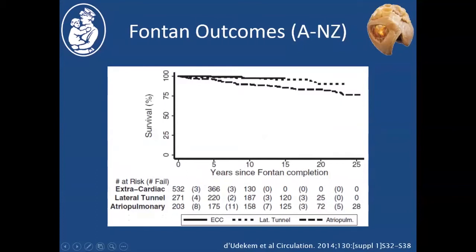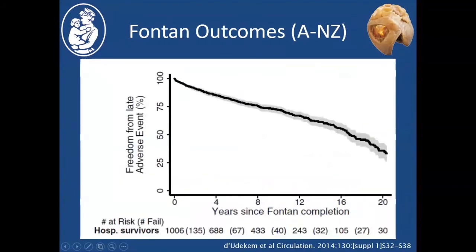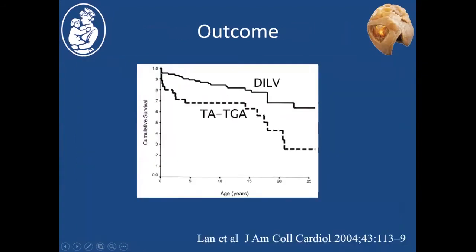20 years, it's about 75% survival, similar to what the Mayo Clinic found. And they found that extracardiac and lateral tunnel were about the same, with aortopulmonary obstruction being worse. And this is just freedom from adverse events. You can see at 20 years, it's only about 30–40% of patients free from adverse events. So we know all of this.